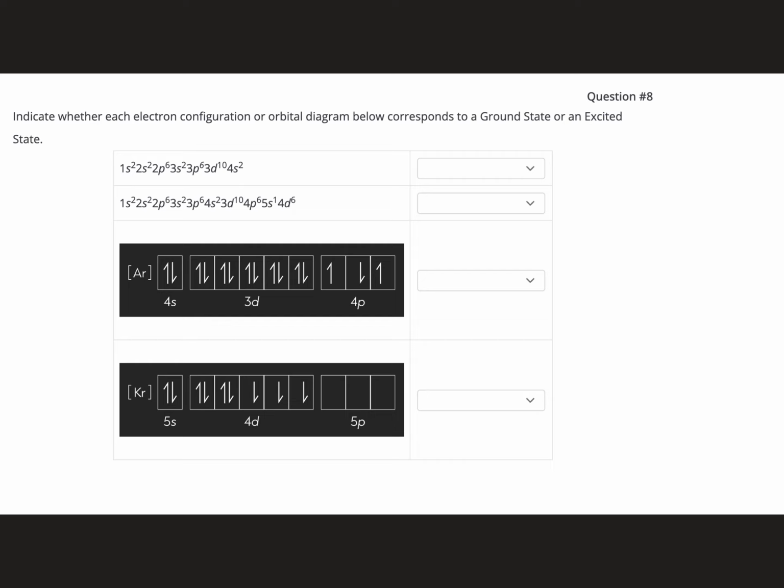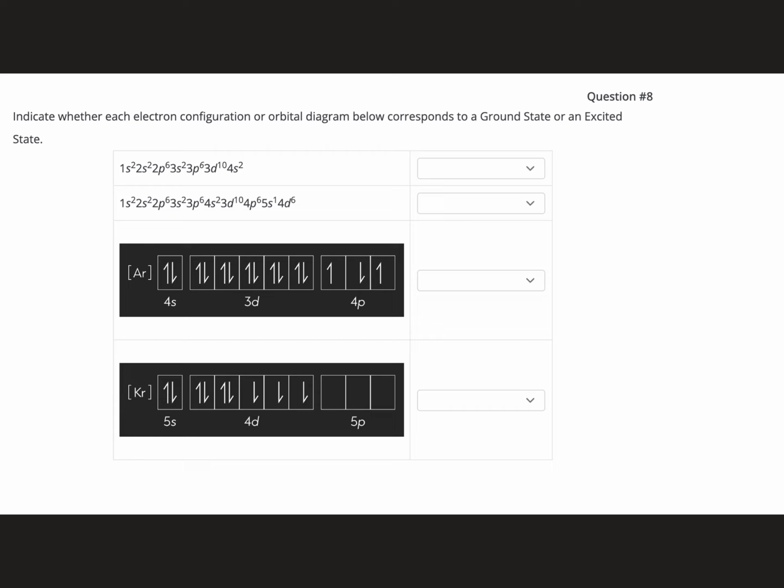For the electronic structure and periodic properties unit, we had to figure out electron configurations for atoms, as well as figure out excited state versus ground state configurations, how to put together the lowest energy electron configuration, the ground state configuration. That's what this question asks. Indicate whether the electron configuration or orbital diagram below corresponds to a ground state or an excited state configuration.